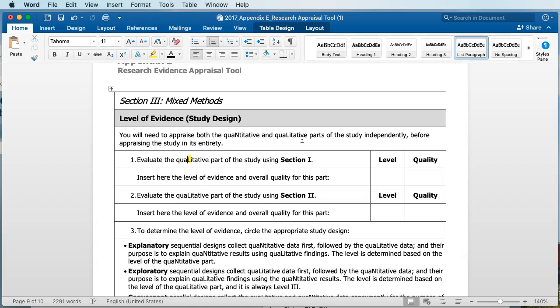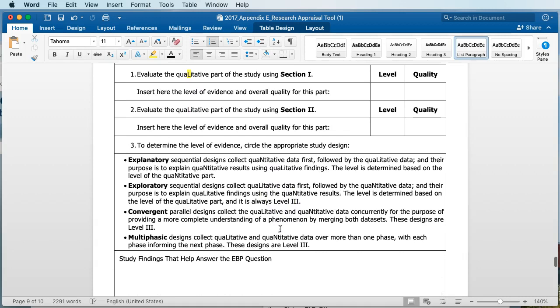Did they talk about the purpose? Did they describe the sample? Did they speak to reliability and validity? Do the conclusions flow from the data, et cetera, et cetera. And so here you'll put your level of evidence and overall quality for that part. And then for the qualitative, you would do the same thing, level and quality. And then to determine the level of evidence, you would circle here, what's the design?